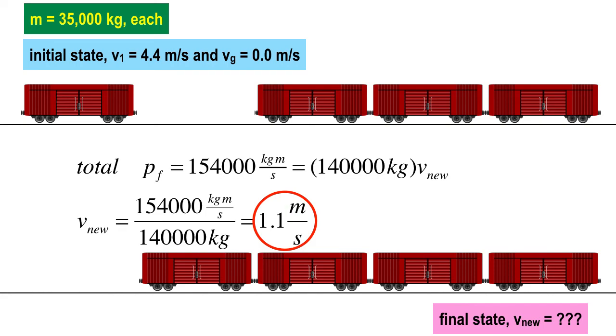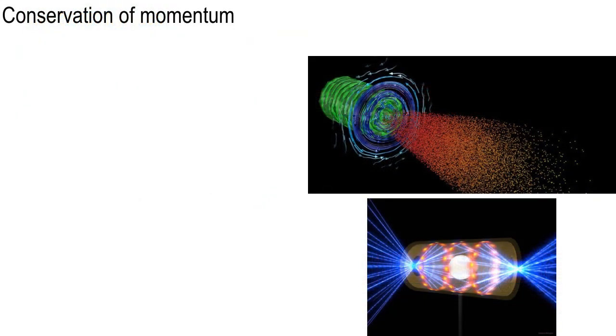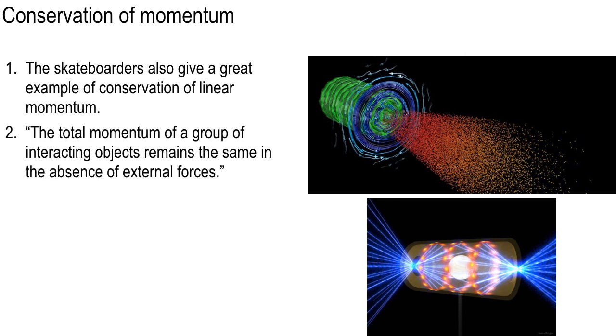So it's kind of an interesting interaction. My wonderful students, we actually model, using skateboarders or boxcars or something, almost every physical interaction in the universe in terms of momentum and exchange of momentum. Even in the quantum world, where we think of photons interacting with electrons and protons and quarks to mediate the electromagnetic interaction, it can all be understood in terms of momentum. Now, I believe this is a quote from the textbook: total momentum of a group of interacting objects remains the same in the absence of external forces, which is what we've been talking about.